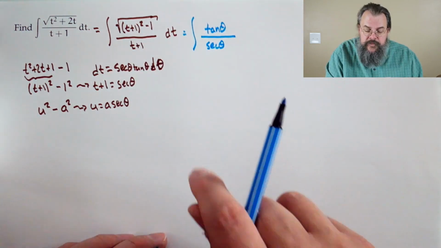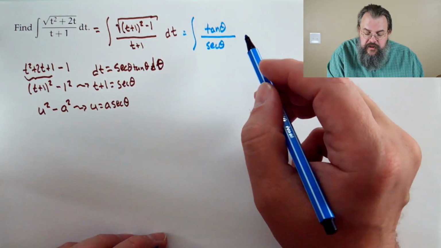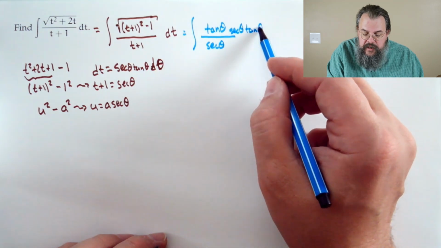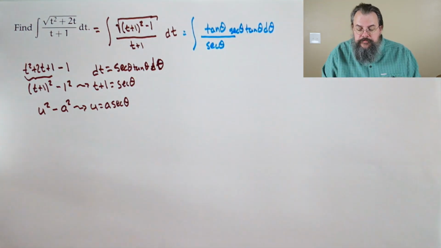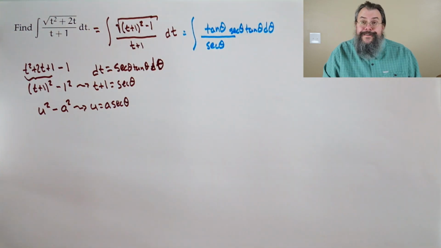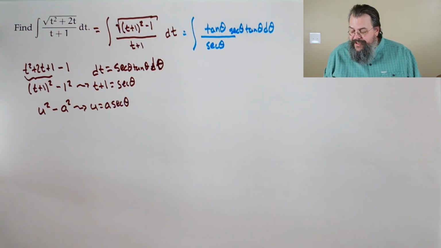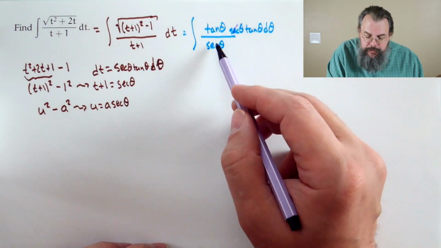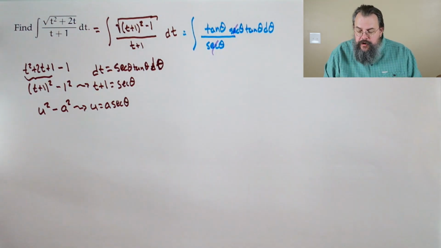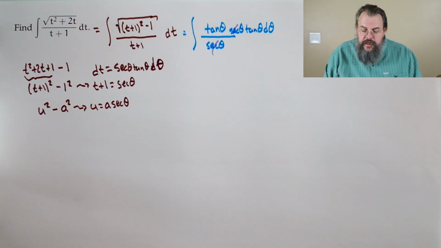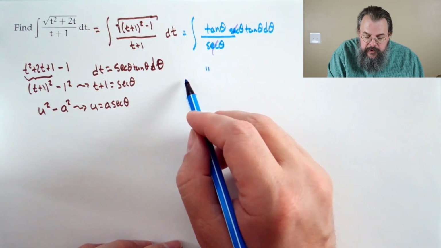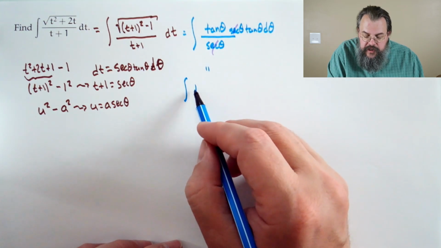Okay, now we haven't done the dt yet. So that's secant theta, tangent theta, d theta. And we get a little cancellation. We love it when we get some cancellation. It makes us feel like we're making progress. And we say, okay, great. Actually, this is pretty good, because what we've now gone to is the integral of tangent squared.